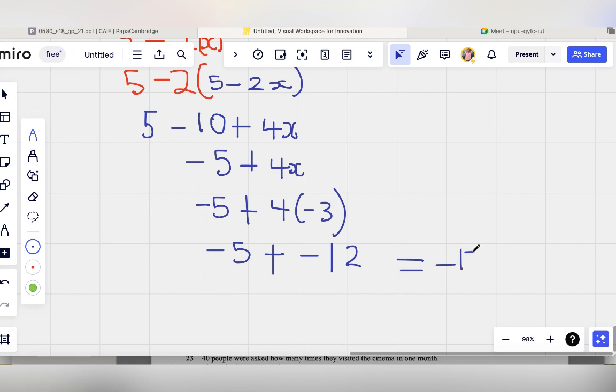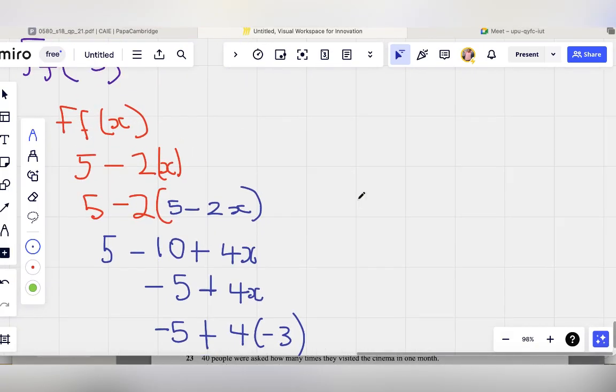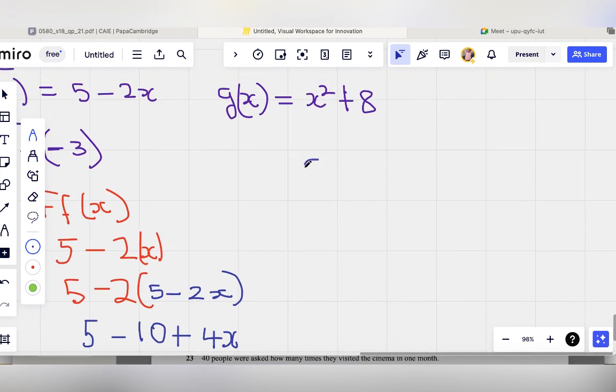So we get negative 17, and we go to our paper and write it there quickly. Okay, so we go to the next one. It's find g of 2x. B, don't forget, Roman figure 1. We go to our board: find g of 2x.